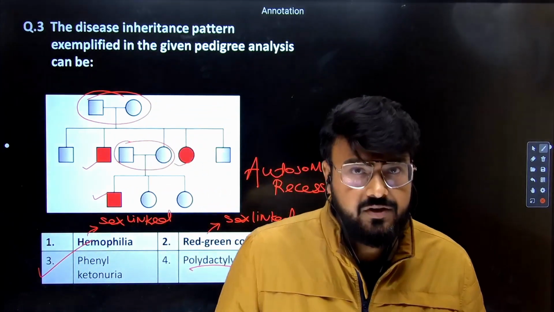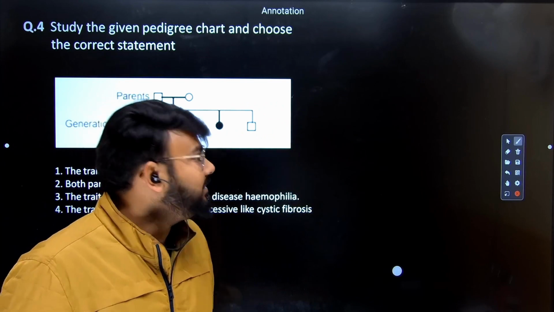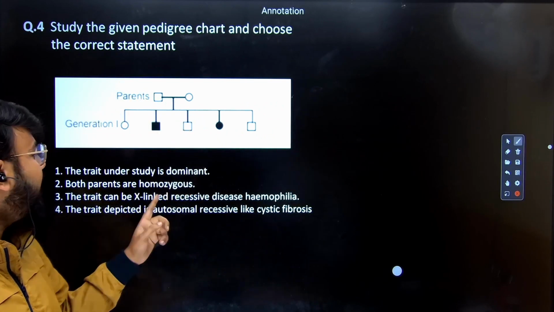Now I'll give you one question which you can answer. So guys, this is another question for your practice. You can see this pedigree analysis and here are the options.